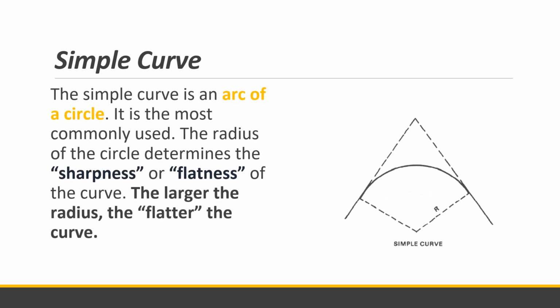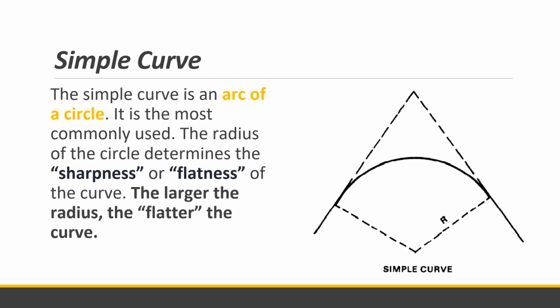So starting with the simple curve. A simple curve is an arc of a circle, meaning it is a part of a circle with radius r. It is the most commonly used. The radius of the circle determines the sharpness or flatness of the curve. This means that the larger the radius, the flatter the curve.